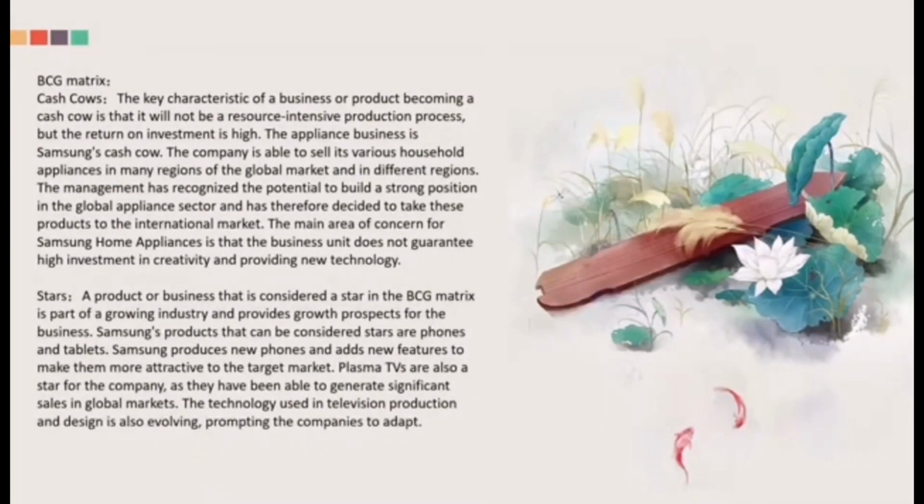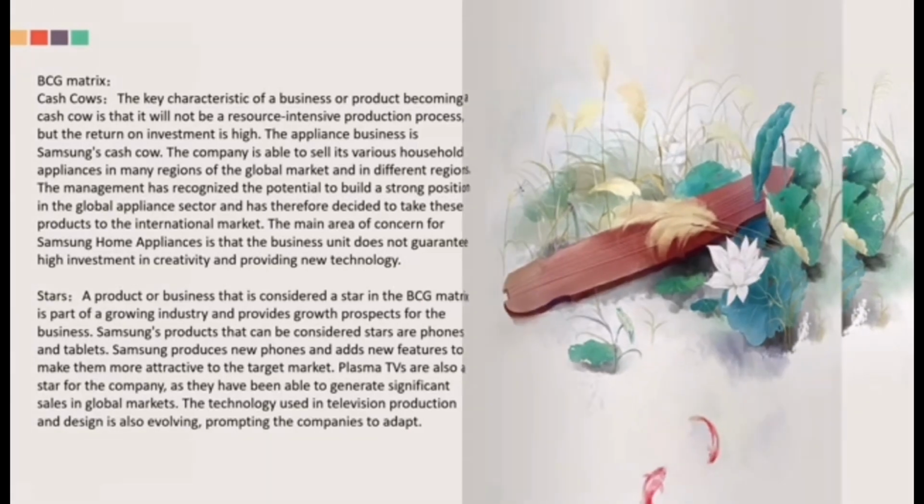The next one is the BCG matrix, cash cost. The Samsung company is able to sell its various household appliances in many regions of the global market and in different regions. The stars, Samsung products that can be considered stars, are phones and tablets.